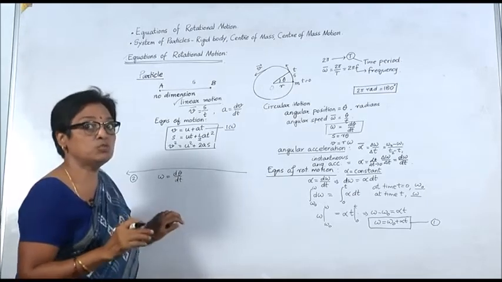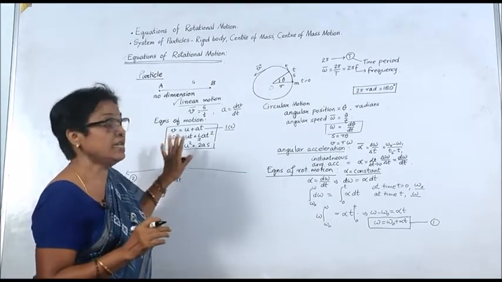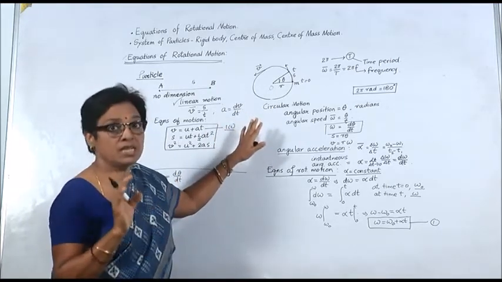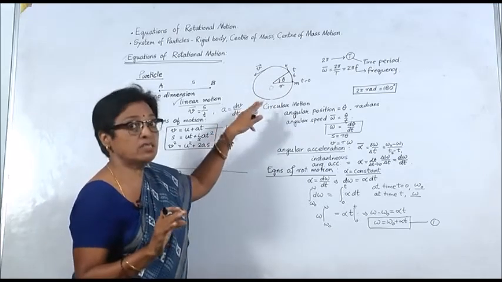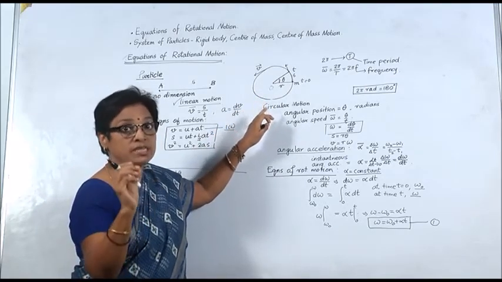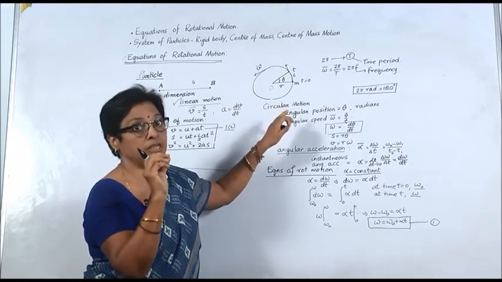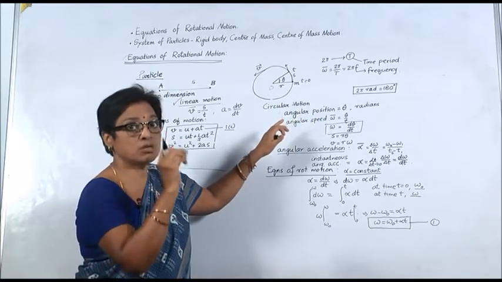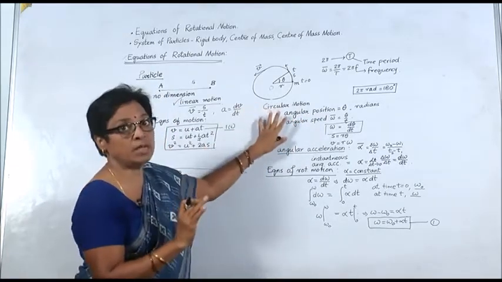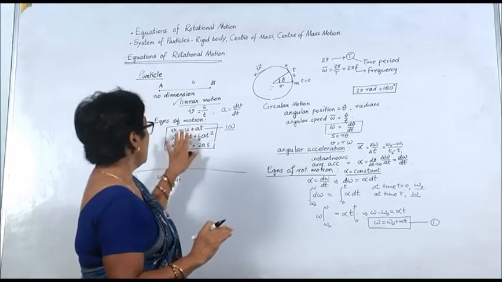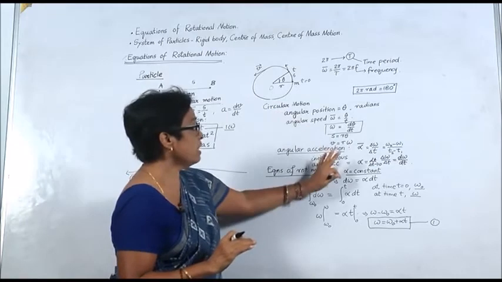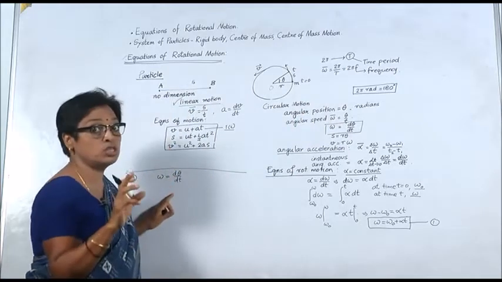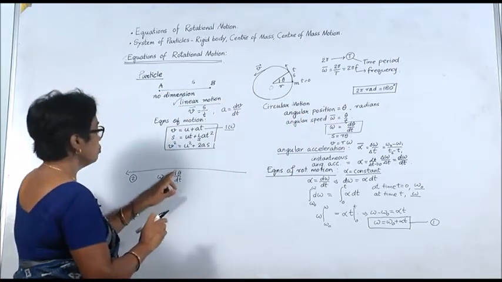Remember, in linear motion distance is s. Circular motion is a special kind of rotational motion, in which the body is moving in a circle, always at a constant distance from a center, from some fixed point. So, it is a circular motion. Otherwise, it is also an example of rotational motion. So, distance is s; in this case the angular position is measured by theta. So, instead of s I will get an equation in theta. So, I am using omega equals d theta by dt.